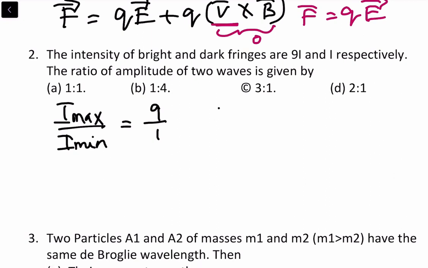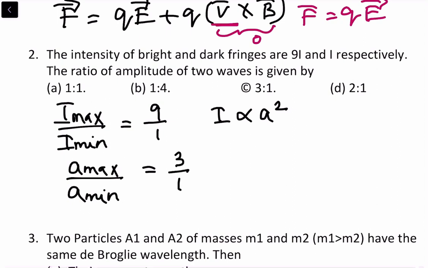We all know intensity is directly proportional to amplitude square. Therefore, let us take A max by A min. Here A square is equal to some constant into I, you can think like that. Therefore, A is equal to under root I. Therefore, root 9 is 3 and root 1 is 1. A max by A min is equal to 3 is to 1.